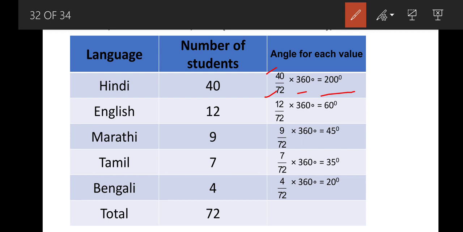For English, it is 12 over 72 into 360 degree. That is 60 degree. After cancelling out 72 and 360, you will be able to get the answer. Likewise, for Marathi language, 9 over 72 into 360 degree, you will be getting 45 degree. For Tamil, 7 over 72 into 360 degree, it is 35 degree. For Bengali, likewise, you will be getting the angle as 20 degree.